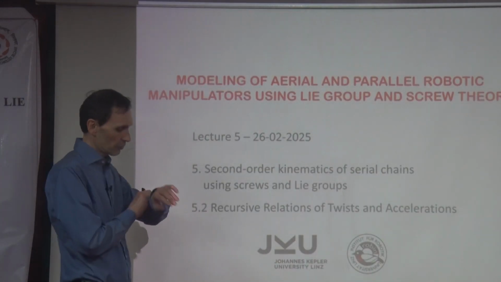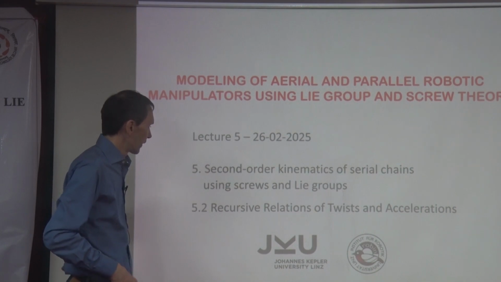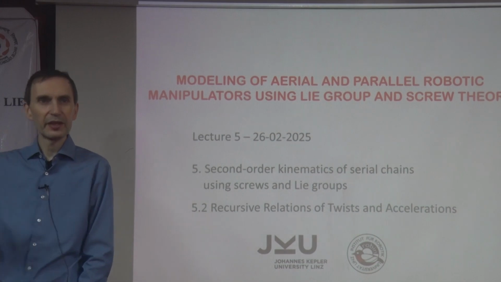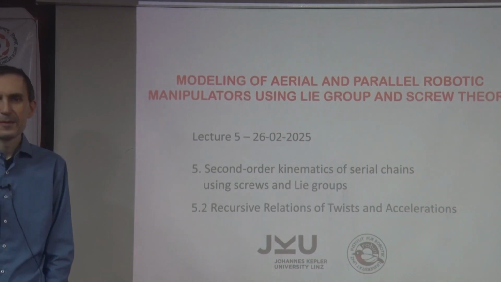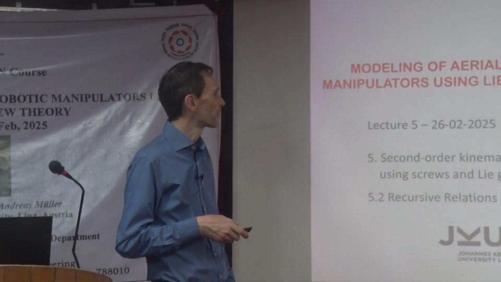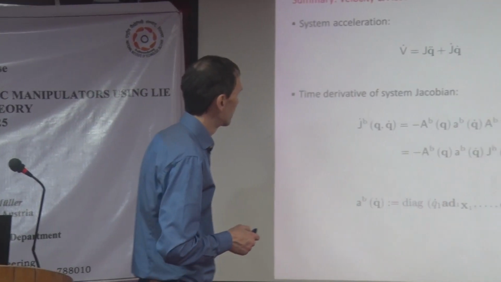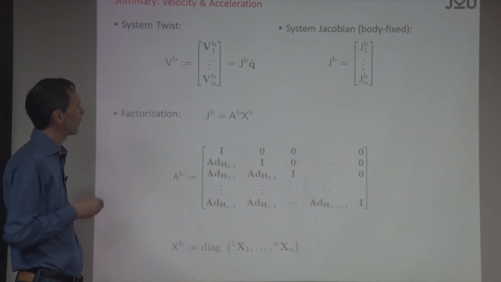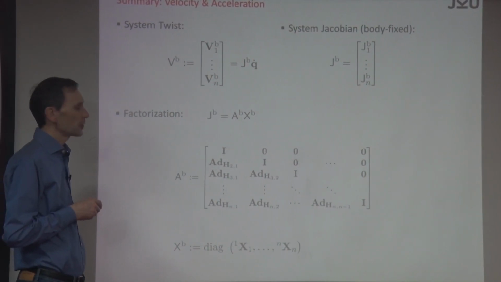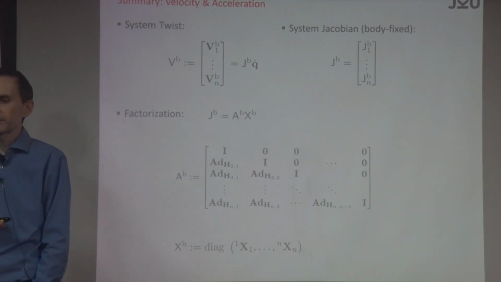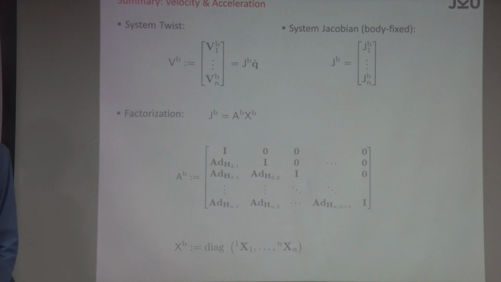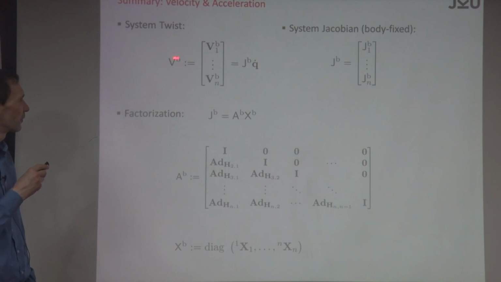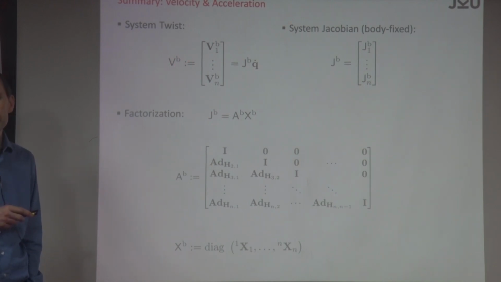Maybe we should have a look at this. Have you heard of order n algorithms? Recursive order n algorithms? Let's maybe go back. If you want to compute this, the question could be, what's the computational effort that you have to do in order to construct the Jacobian and eventually determine the twist of the system?